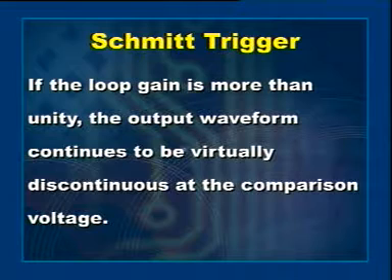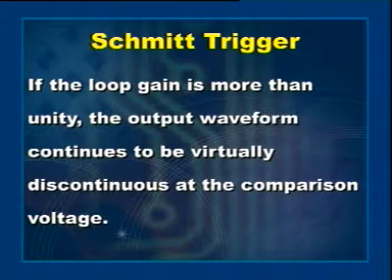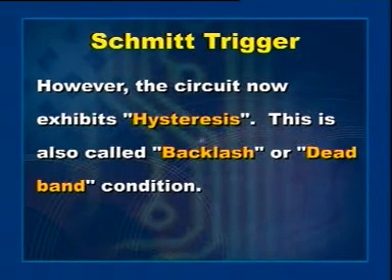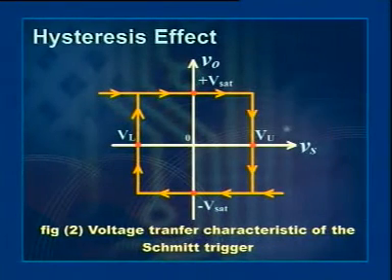If the loop gain is more than unity, the output waveform continues to be virtually discontinuous at the comparison voltage. However, the circuit now exhibits hysteresis. This is also called backlash. The output of the comparator switches from plus Vsat to minus Vsat when the input voltage exceeds Vu and reverts back to its original state plus Vsat when the input voltage goes below VL, as shown in figure 2.